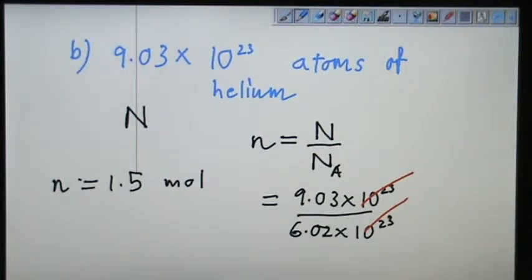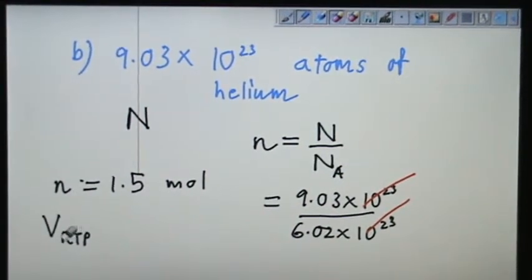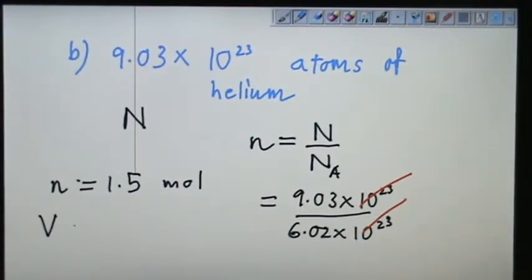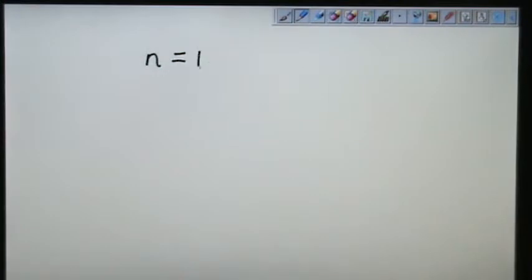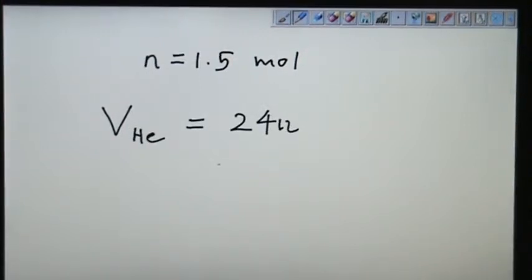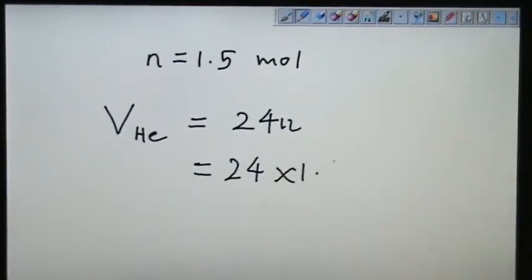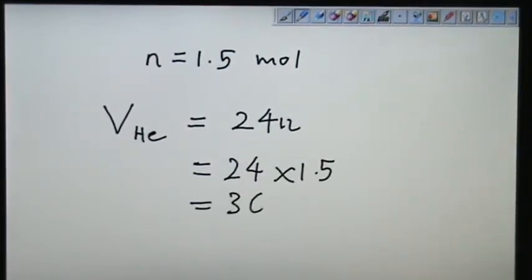Now use this information to find the volume at room condition, RTP. Most of the time you don't have to write this out. RTP is 24, so 24, and start a new page. Remember the number of mole is 1.5 mole. So the volume of helium gas would be 24 times 1.5, which gives 36 dm cubed of helium gas.